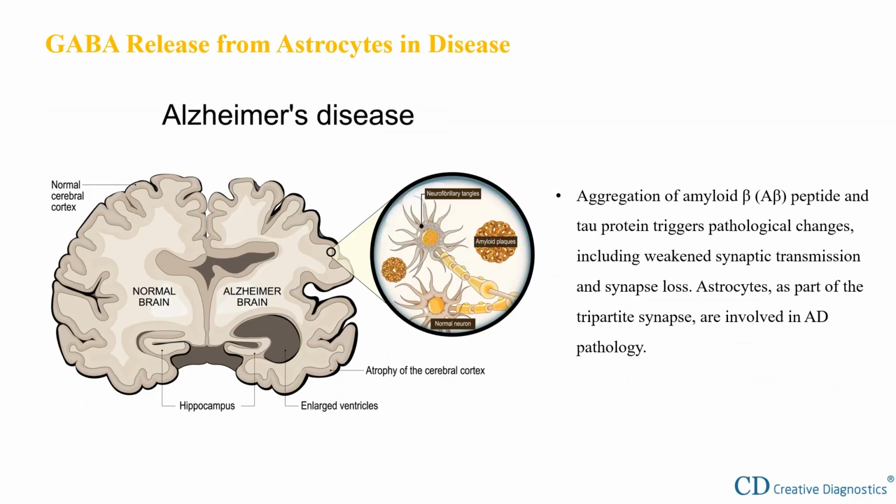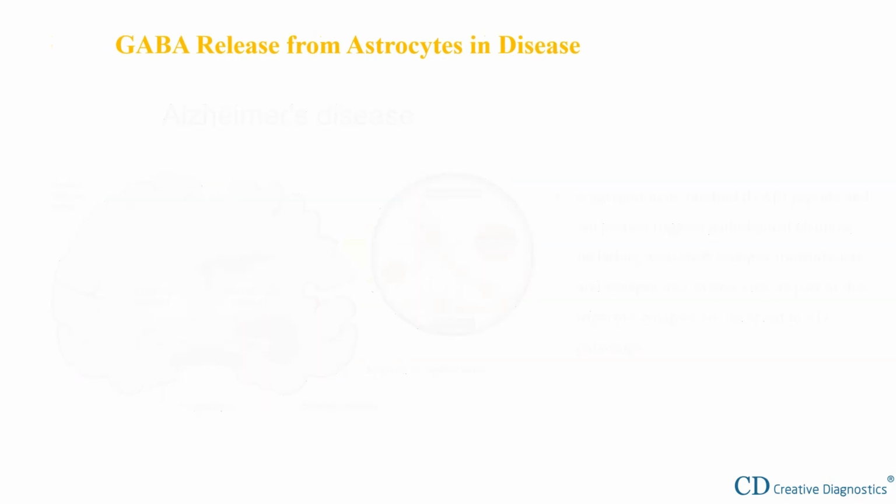Alzheimer's disease (AD) is a neurodegenerative disorder with increasing prevalence in the elderly. Evidence shows that aggregation of amyloid beta (A-beta) peptide and tau protein triggers pathological changes, including weakened synaptic transmission and synapse loss. Astrocytes, as part of the tripartite synapse, are involved in AD pathology. Some studies suggest that GAT3-mediated GABA release underlies the enhanced tonic inhibition observed in these animals.